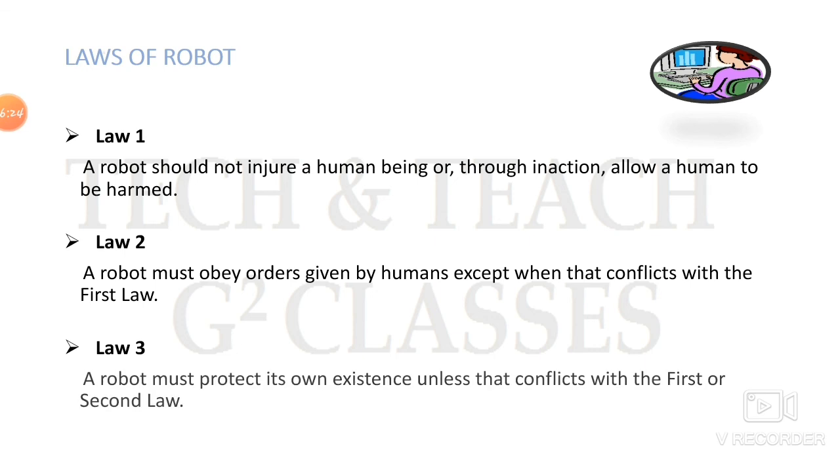Again, I will repeat all three laws. First law, a robot should not injure the human being. Second law, it should obey my order, but it should not overcome the first law. Third law, it should protect its own existence, but not against law 1 and law 2. Clear? These are the laws of robotics.